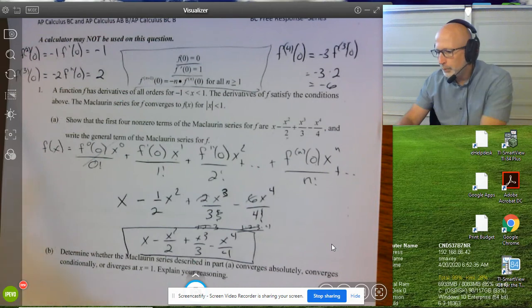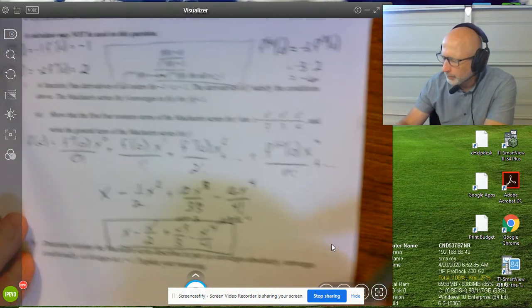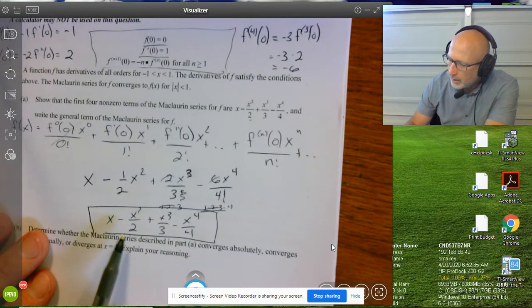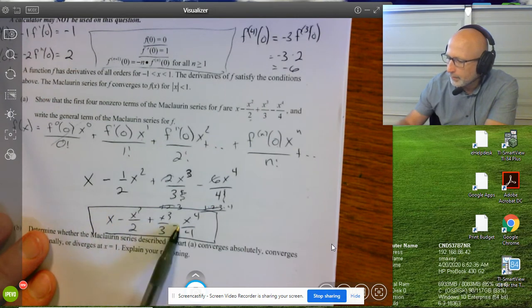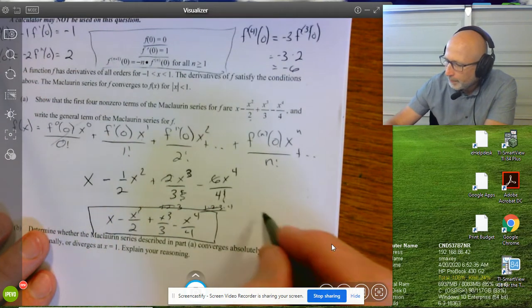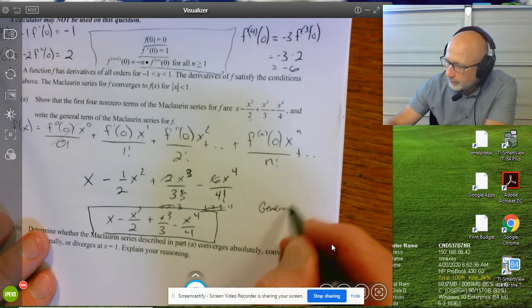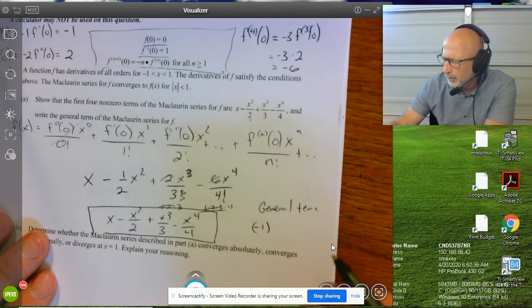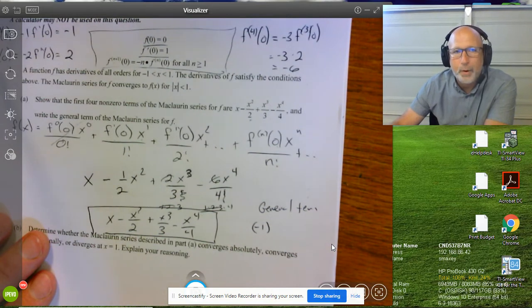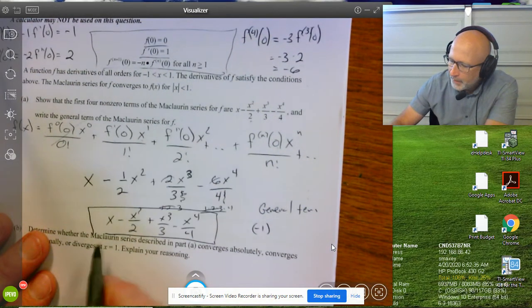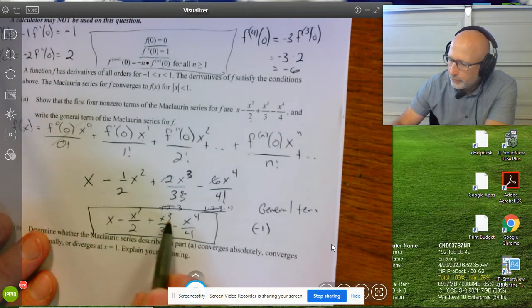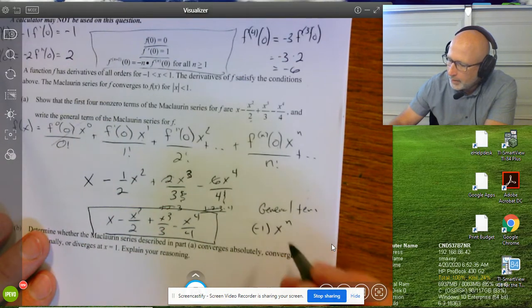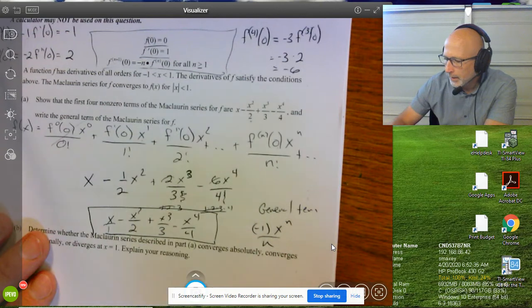Okay, but we do have to write down the general term. I forgot about that. So writing down the general term. So what do we have? We have plus, minus. So we know that the general term is going to be -1 raised to some power. I'm going to leave it alone for the moment because I have to make sure it matches up. And then it goes x to the first, x squared, x cubed, and so on. So this is just x to the n. And then it's over 1. So this is just over n. Okay, because 1, 1, 2, 2, 3, 3, 4, 4.